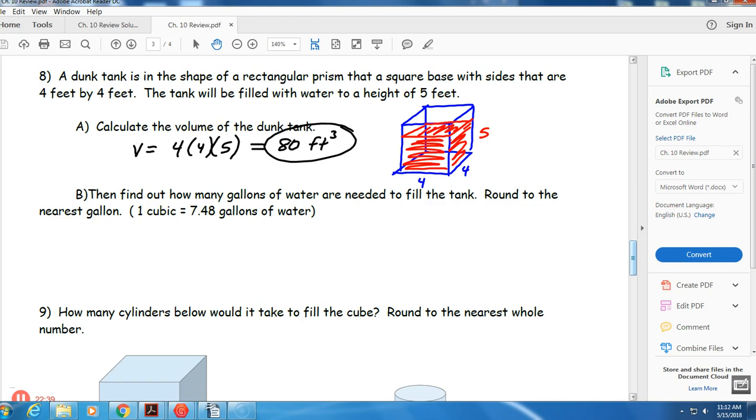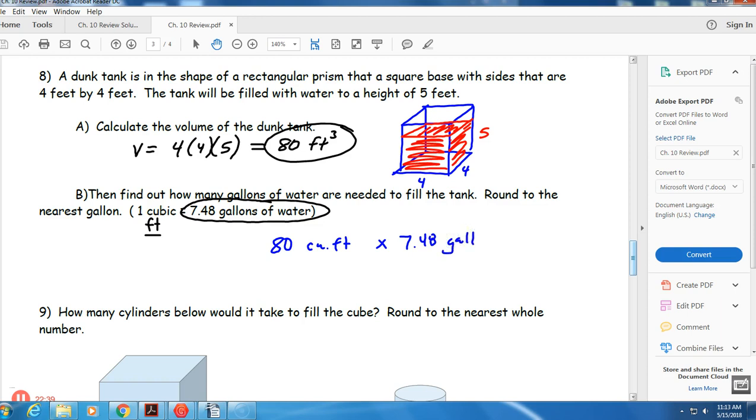Find out how many gallons of water are needed to fill the tank. Round to the nearest gallon. Now here's a nice little conversion: 1 cubic foot holds 7.48 gallons of water. Well, we have 80 cubic feet, and every cubic foot has a volume of 7.48 gallons.